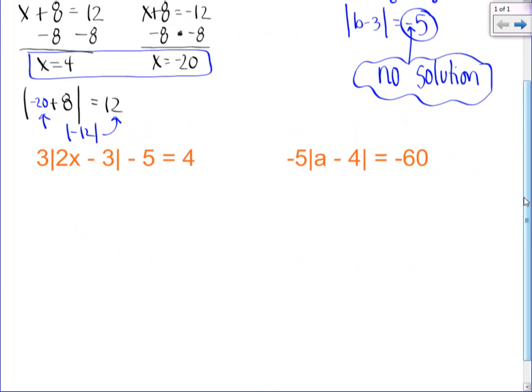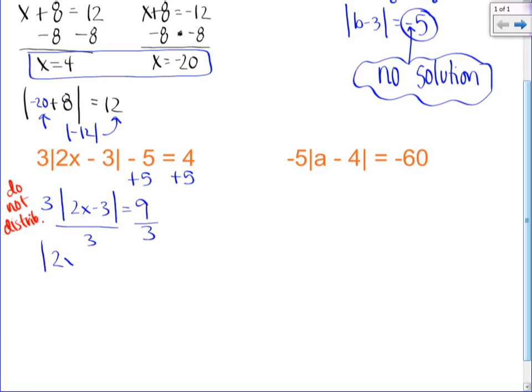Okay, let's go through these two. Again, we have to get the absolute value alone, so what should we do first? Yeah, let's add the 5 first. The absolute value is not alone yet. We do want to divide by 3. I want you to write over here, do not distribute. You cannot distribute through absolute value signs. They're not parentheses. So we do want to divide by this 3 out front.